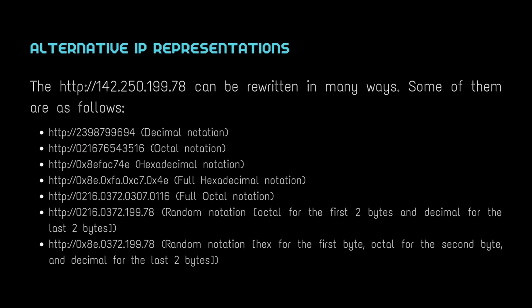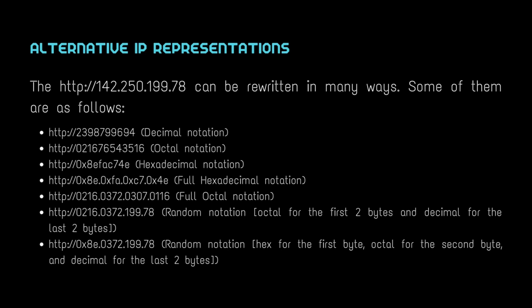For the next one, let's take a look at the alternative IP representations. We all know that we can access a website by typing its IP address. For example, we can open google.com by simply typing 142.250.199.78 in our browser's address bar. This is the basic IP representation, but most of us are not aware of the alternative IP representations.